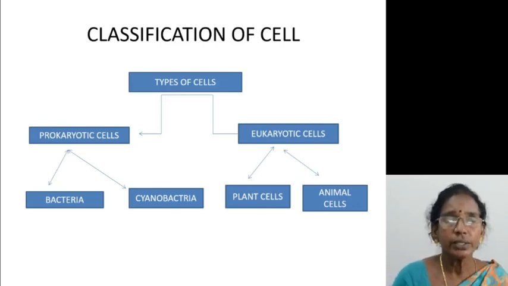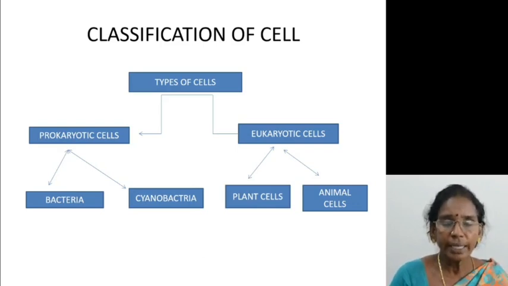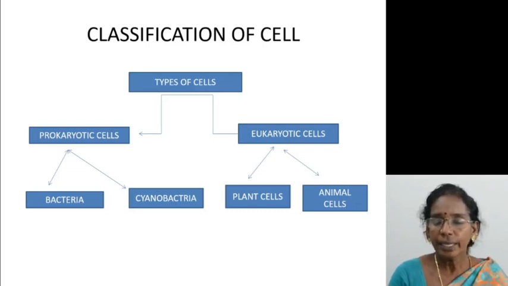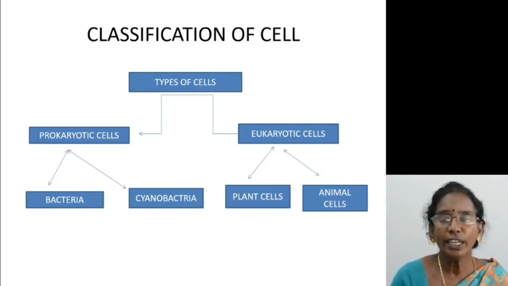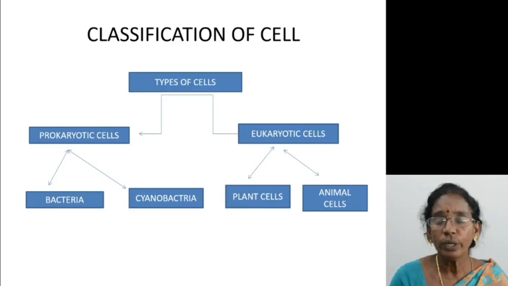In the prokaryotic cells, they don't have membrane bound organelles, they don't have a true nucleus. Examples: bacteria and cyanobacteria are examples of the prokaryotic cells. In the eukaryotic cell, it has a well defined nucleus and they have membrane bound organelles also. The plant cell, animal cell and the human cells are examples of the eukaryotic cells.